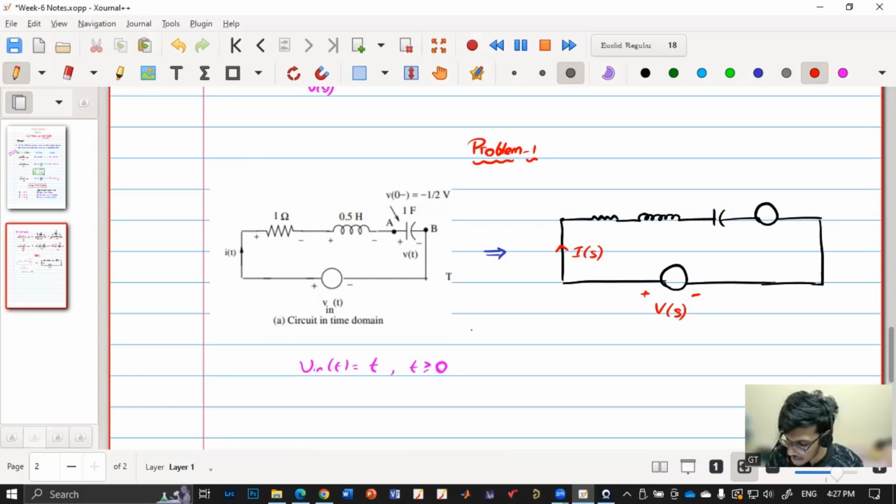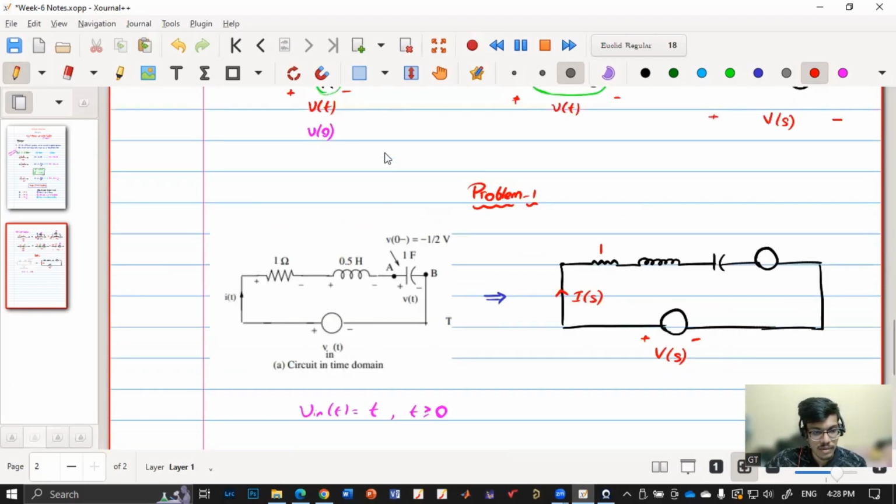So resistor is resistor only, so it is 1. What will be inductor? L value is 0.5. So in the S equivalent, what will be the value? Inductor is L S, so S by 2, or 0.5 S if I want to write. And C, the value is 1. So what will be in S domain? 1 by S.